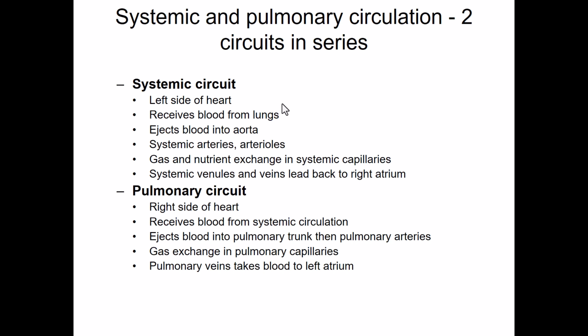The pulmonary circuit goes from the right back to the left side of the heart and receives the blood from systemic circulation from the superior and inferior vena cava into the right atrium, which has oxygen-poor blood. The right ventricle ejects blood into the pulmonary trunk, then it goes to the pulmonary arteries. Pulmonary capillaries exchange CO2 for oxygen, and then the oxygen-rich blood comes back through pulmonary veins into the left atrium.